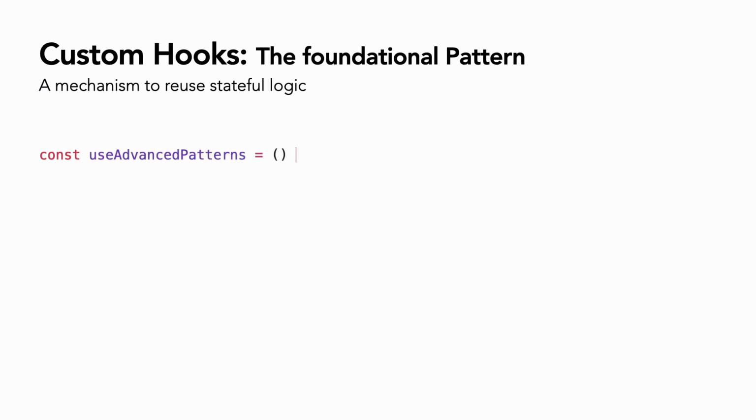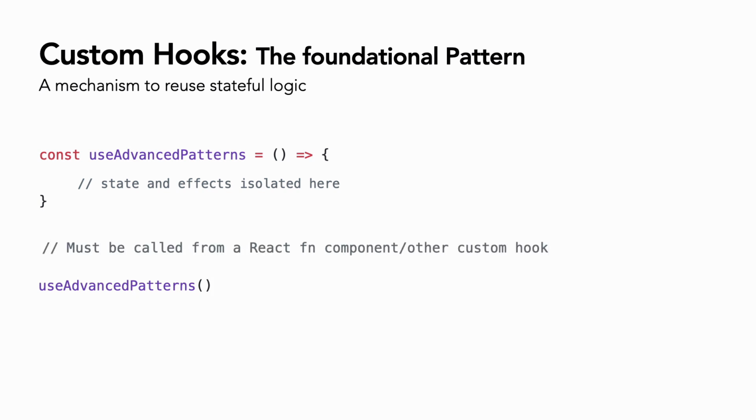And a basic example is this. Typically, it's just a function that you could call anything, but it's got to start with use. And then within that, you can go ahead and isolate all state and effects within that function. And then you can call this wherever you want, with the assumption that you are doing that in a React functional component or another custom hook. Pretty simple. So now let's see what the open source community are doing.